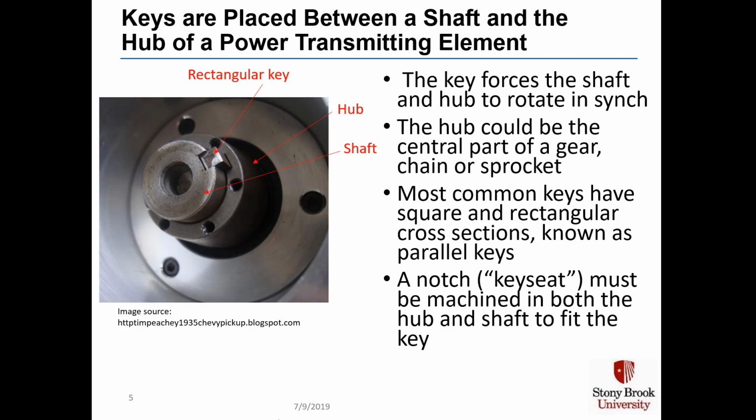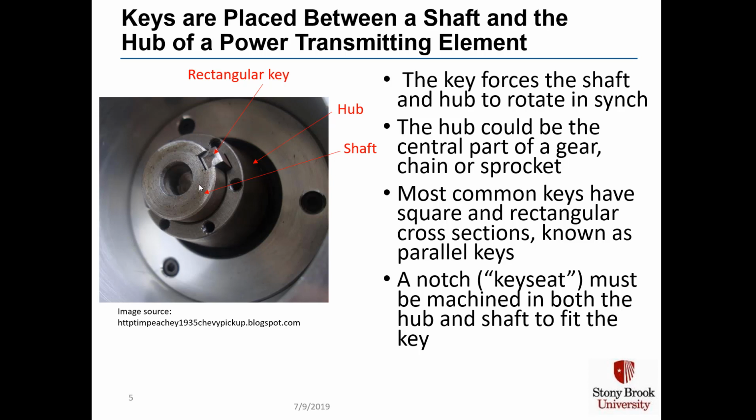Keys are placed between a shaft and the hub of a power transmitting element. The key forces the shaft and the hub to rotate in sync. So these are some components from a machine tool. Here's what essentially acts as a shaft. This part I'm pointing to acts as the hub. And the key is this rectangular shaped part that allows the torque of the hub to be transmitted to the shaft, or it allows the torque on the shaft to be transmitted to the hub.